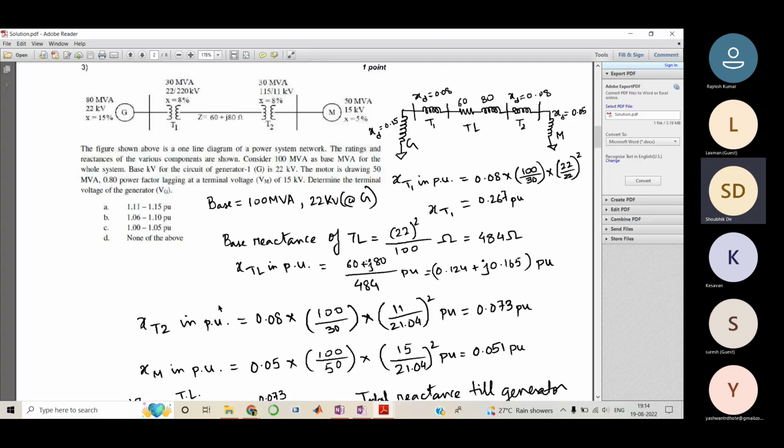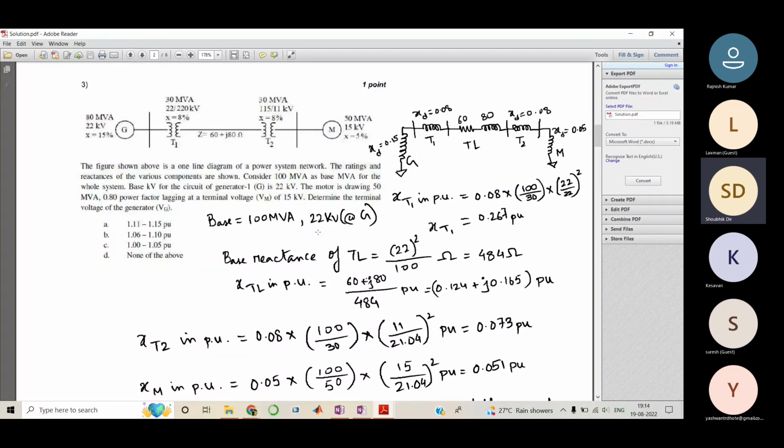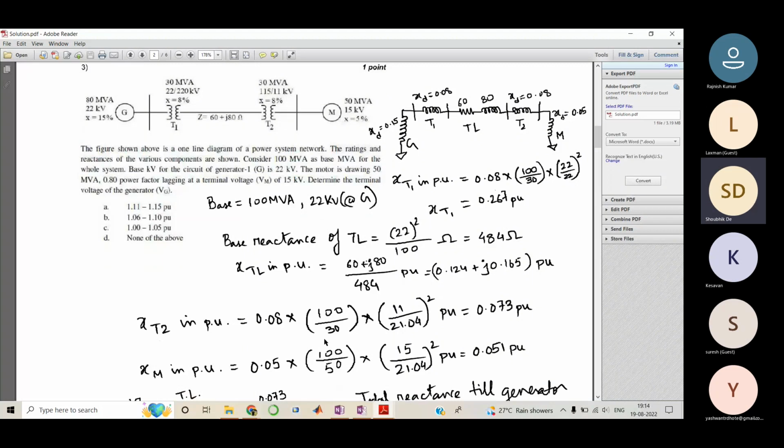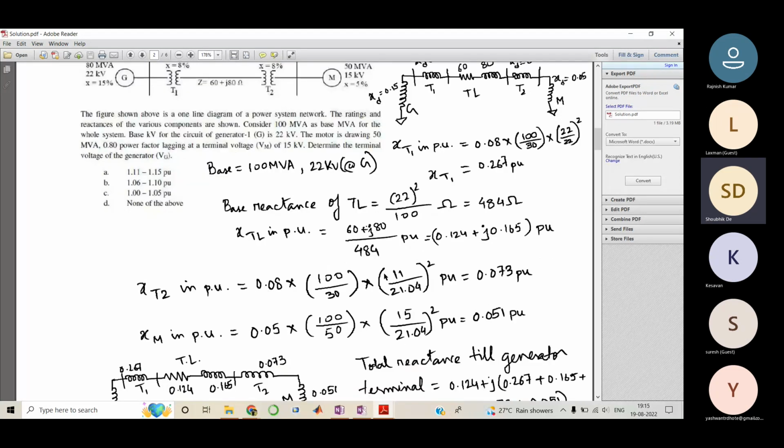Now, the reactance of transformer 2 is again the same. It is given as 0.08. So we have this information: 100 divided by 30 into 11. We already calculated this in questions 1 and 2, right? Just for your information, I have shown it here. So this is 0.073 and 0.051.